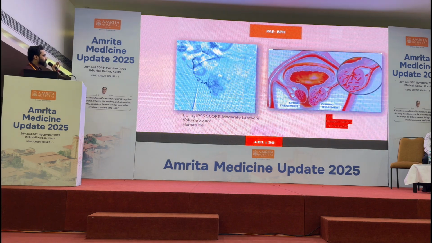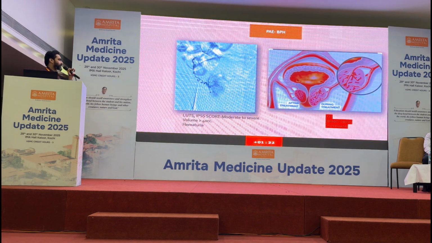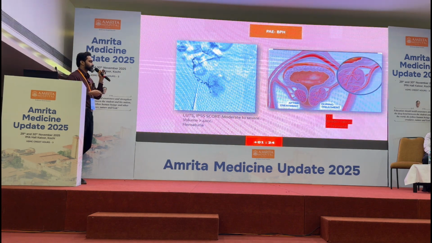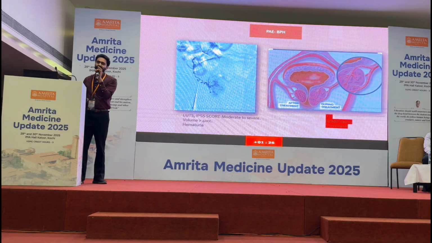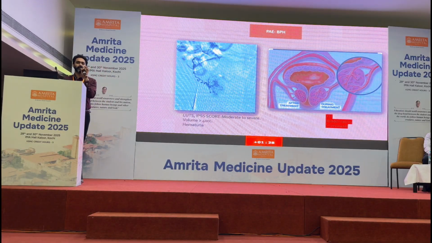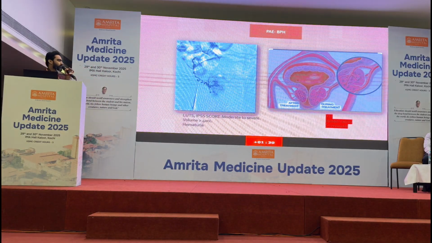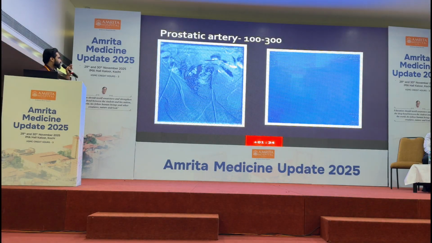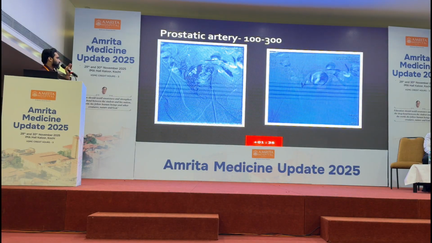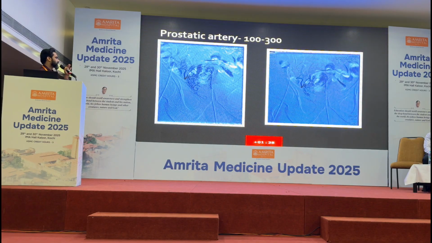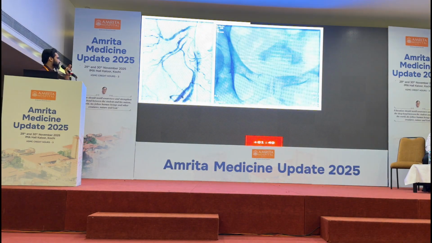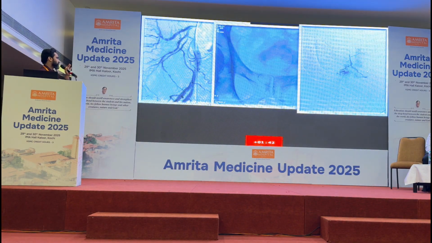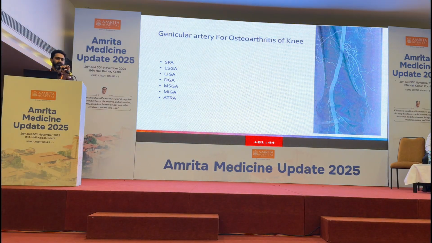This is another case, of benign prostatic hyperplasia. Those patients who have prostate volume of more than 40 cc or who come with bleeding or hematuria, we pose them for prostate artery embolization. That's the image showing embolization of the prostatic artery. These are all images showing various pictures of prostatic artery embolization.